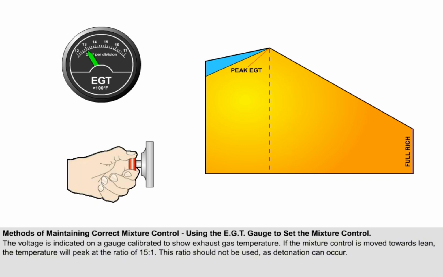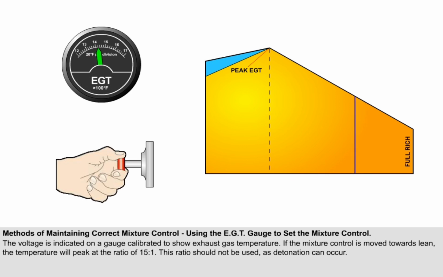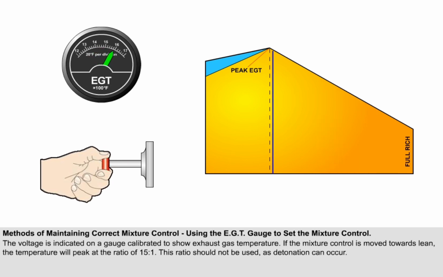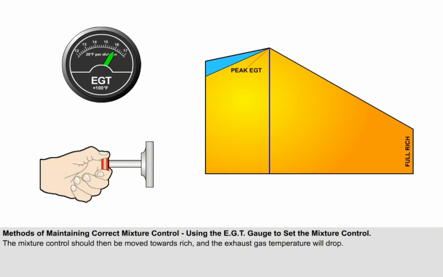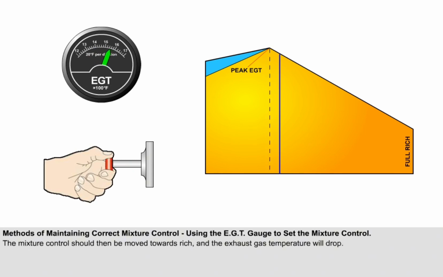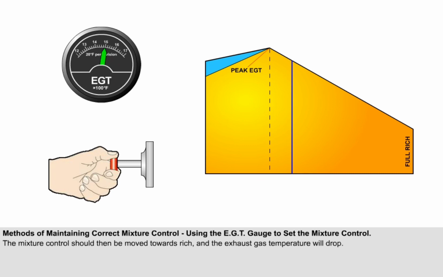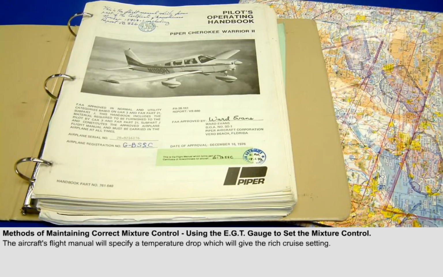If the mixture control is moved towards lean, the temperature will peak at the ratio of 15 to 1. It should be remembered that this ratio should not be used, as detonation can occur. The mixture control should then be moved from the peak exhaust gas temperature position towards rich, and the exhaust gas temperature will drop. The aircraft's flight manual will specify a temperature drop which will give the rich cruise setting. This concludes the lesson on mixture.